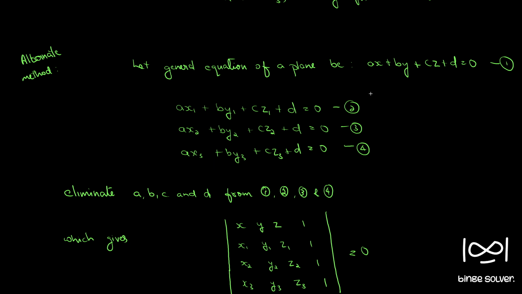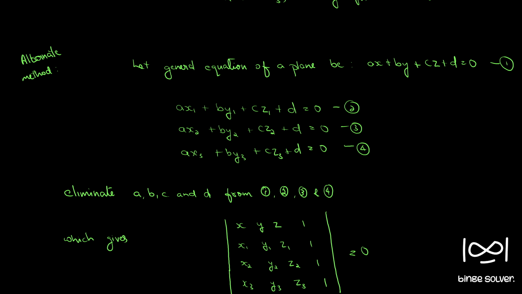Now we can apply all the points to that general equation. We will get ax1 plus by1 plus cz1 plus d equal to 0, ax2 plus by2 plus cz2 plus d equal to 0, ax3 plus by3 plus cz3 plus d equal to 0. These will be our equations 2, 3 and 4. Now we just have to eliminate a, b, c and d from all these 4 equations.